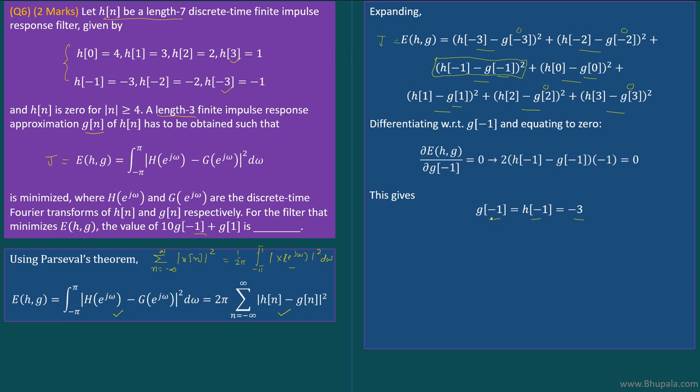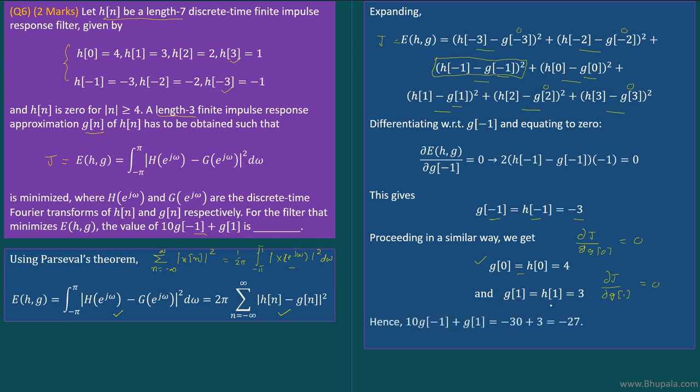So we have got g of minus 1, and proceeding in the same fashion we can get g of 0 to be equal to h of 0, which is equal to 4. How do we get this? You differentiate the cost function J with respect to g of 0 and equate it to 0, and you will get this result. Similarly, how do you get g of 1 to be h of 1, which is equal to 3? You differentiate the cost function with respect to g of 1 and equate it to 0.